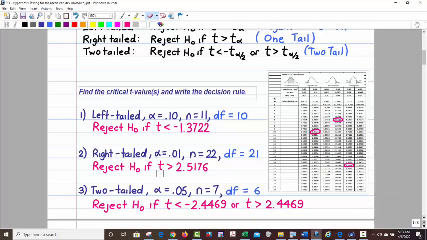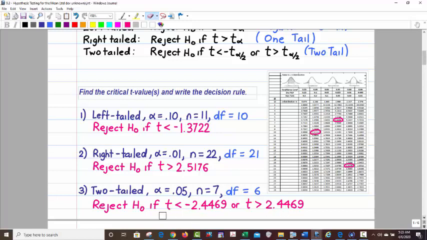So we would reject the H0 if T is greater than 2.5176. And you see they're here in small print. Obviously, there's that one circled. Next one is two-tailed, 0.05, n equals 7. So we have 6 degrees of freedom. So we're going to reject.